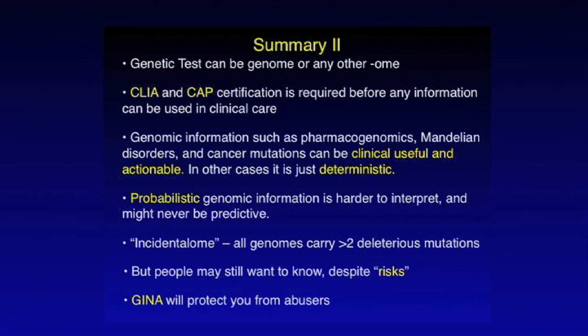These are the kinds of ethical questions that are coming up now. When I was at meetings before, this was the main focus of the discussion, the ethics of this and the ethics of the incidentalome, because they say that if you look in anyone's genome, you'll find something, and what you do with that information is an important question. Many people will want to know, despite the risks, or whatever risks there might be. That's a good question. And supposedly, GINA will protect you from abusers.